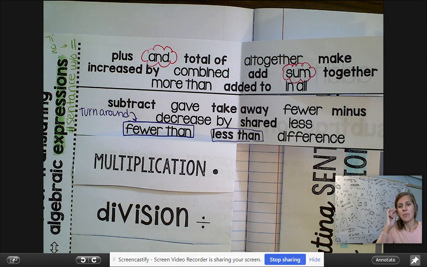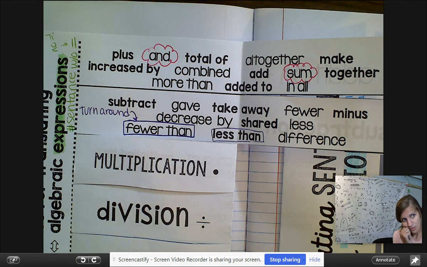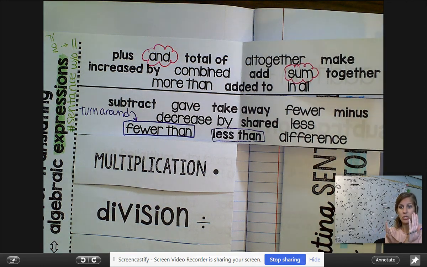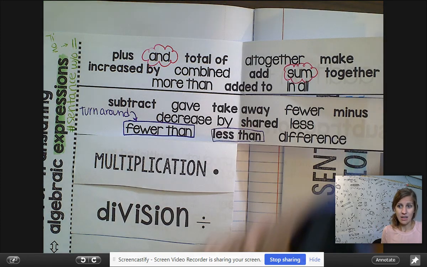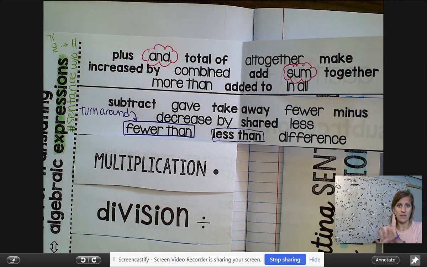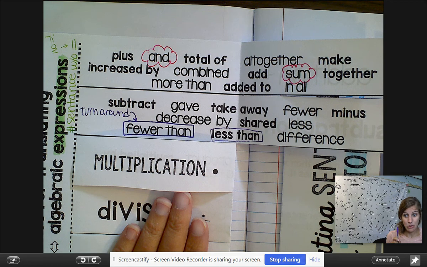So if I said something like 5 fewer than 7, that's 2. And I'm not doing 5 minus 7 in that order. Otherwise, that'd be -2. So I turned the numbers around. I said 5 fewer than 7, but I actually did 7 minus 5. So I swapped the order of the numbers. So I turned them around. So those can kind of be tricky.